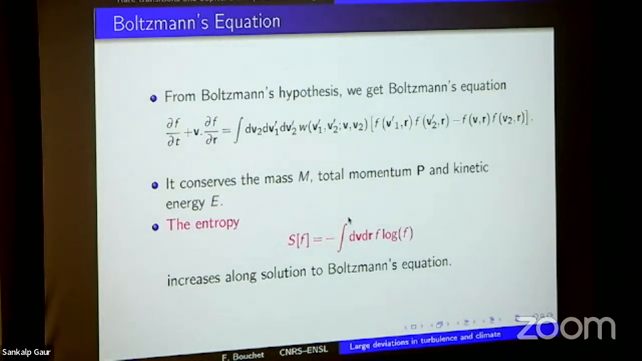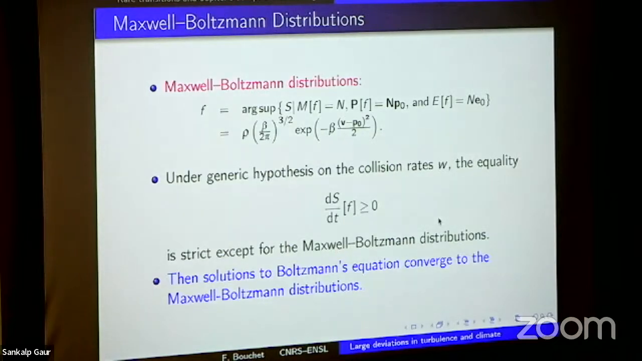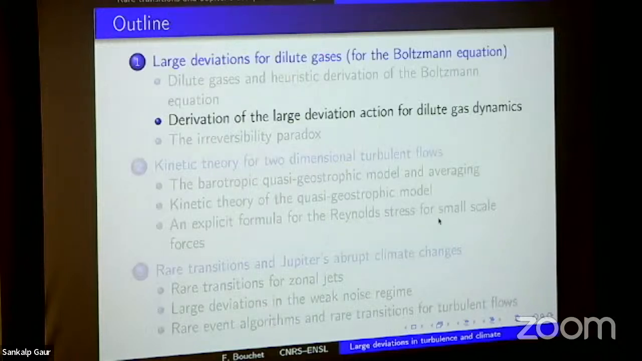So the Boltzmann equation is time irreversible. It always increases the entropy. And so this is the paradox. And then at the end, you get that the Boltzmann equation converges to the Maxwell-Boltzmann distribution. And that's all I want to say at this stage.